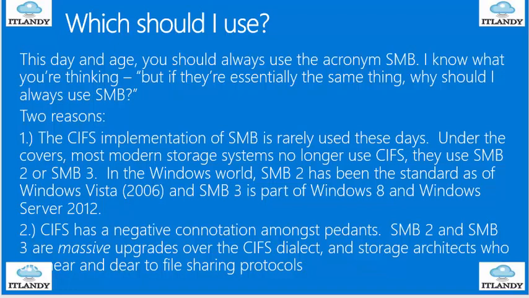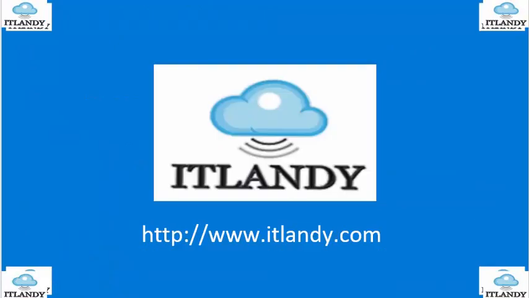In the Windows world, SMB2 has been the standard for Windows Vista and above, and SMB3 for Windows 8 and above. CIFS has a negative connotation among pedants. SMB2 and 3 are massive upgrades over the CIFS dialect. These are the reasons. Hopefully it makes sense to you.